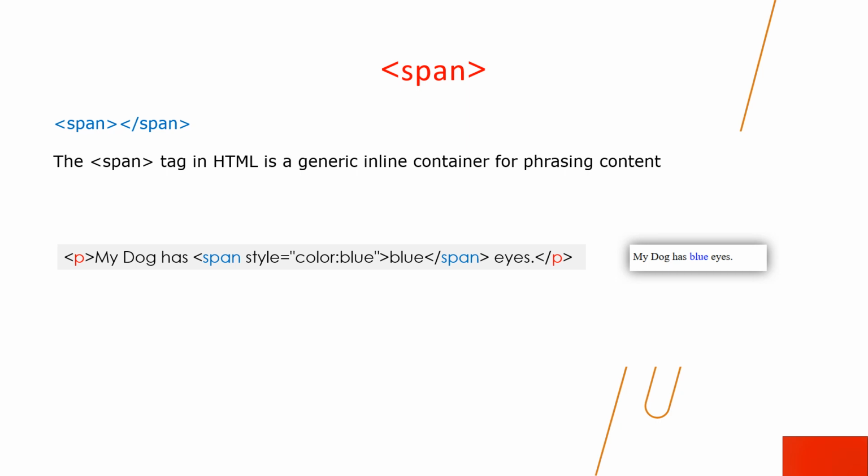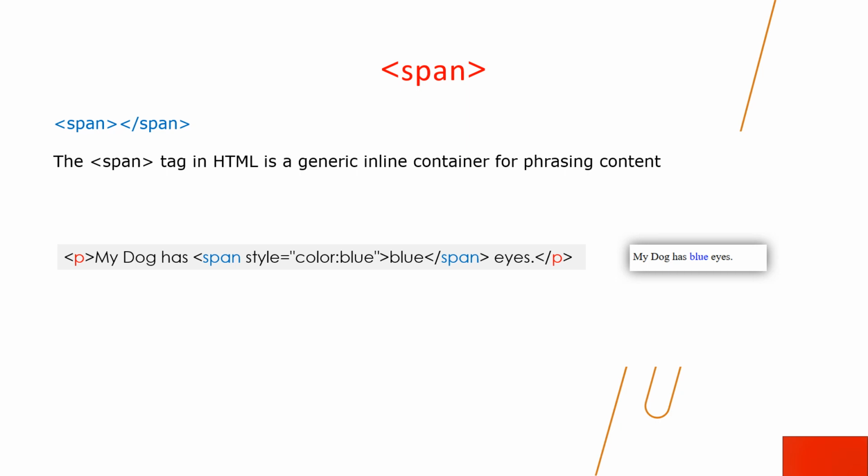The span tag in HTML is a generic inline container for phrasing content. It does not inherently represent anything. It can be used to group elements for styling purposes, using the class or ID attributes, or because they share attribute values, such as lang. It should be used only when no other semantic element is appropriate.